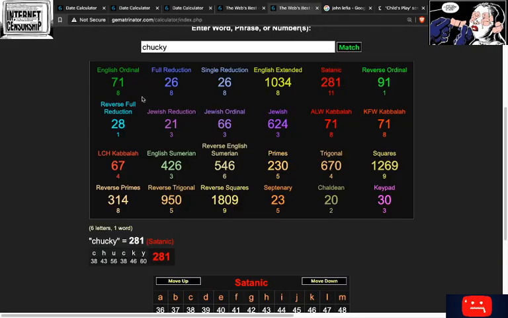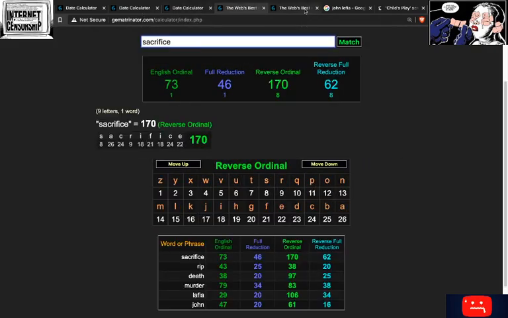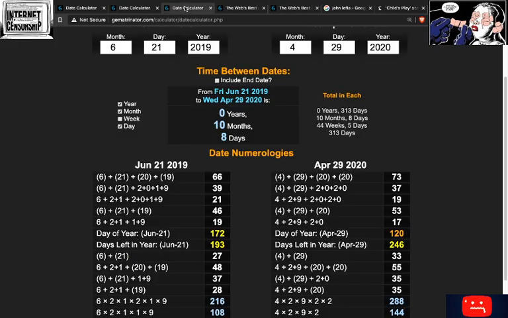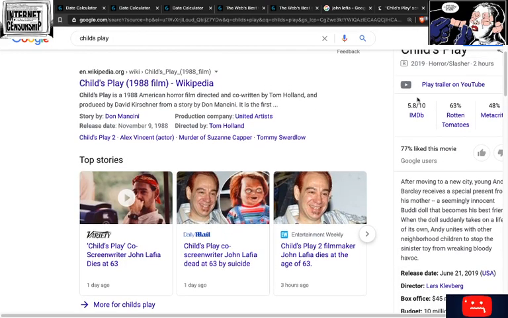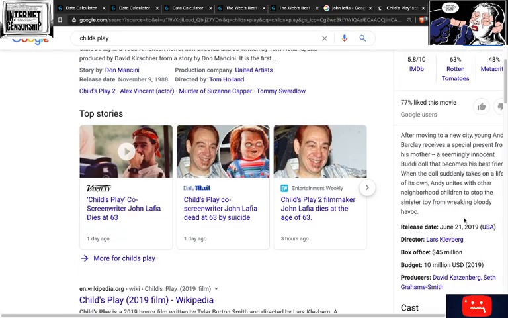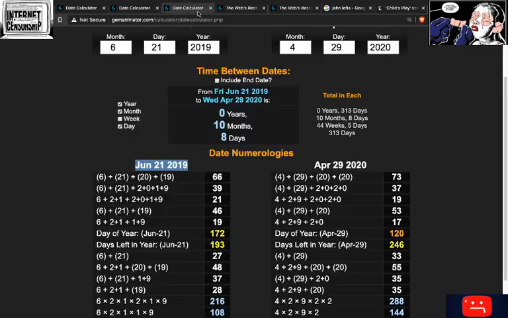There are other ciphers I have open. This right here is just the four base ciphers. But I added certain ciphers that I thought were important, since the guy played in Chucky. Chucky equals 66 in Jewish ordinal. Just like June 21st, 2019 was when the new Chucky movie released. So right here, Child's Play, it says June 21st, 2019. And what's interesting about that is measuring from June 21st, 2019 to his reported suicide is 10 months, 8 days. So you don't have to count zero.